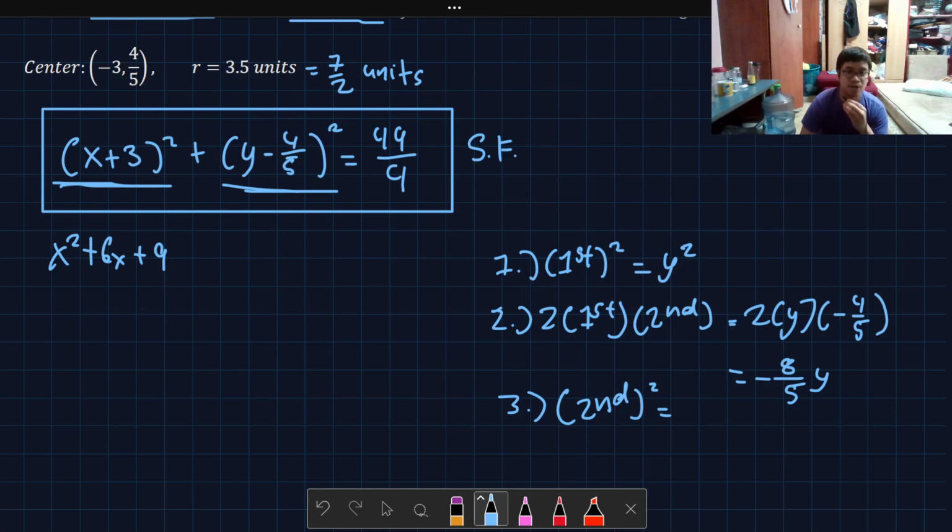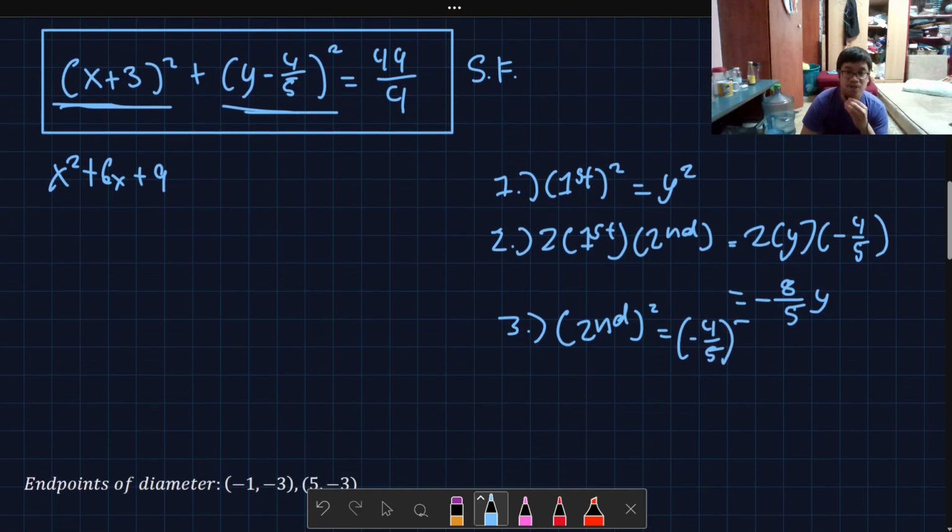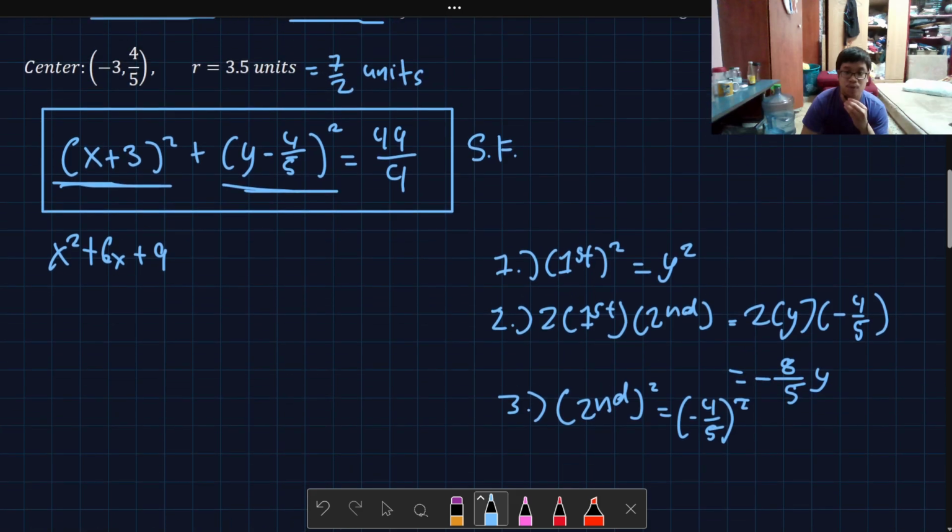Then what's next? Next, you're going to square the second term, so the square of negative 4 all over 5. Again, if you're going to square a fraction, you can simply distribute the exponent.